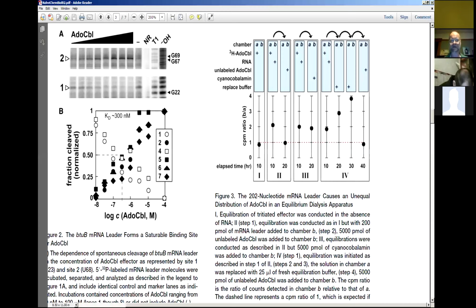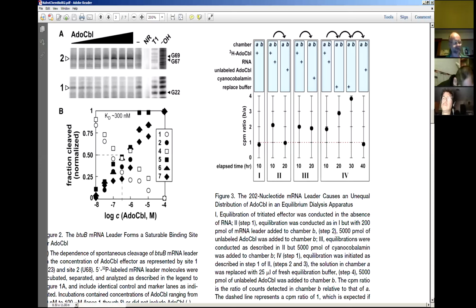Right? So that's what they show in, let's see, is that panel 2, I think, right? In figure 3. So they show on the left in panel 2, you have the labeled small molecule in A, the RNA in B, and then after 10 minutes they add the unlabeled small molecule in excess, also to chamber B, and they see that this ratio of the label drops from 2:1 back down to 1:1, right?